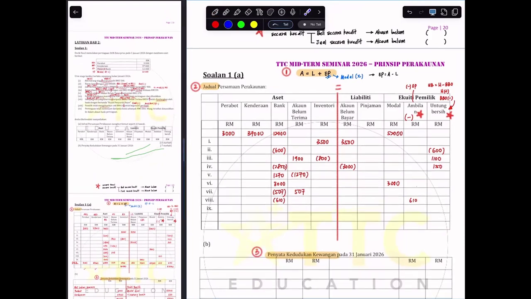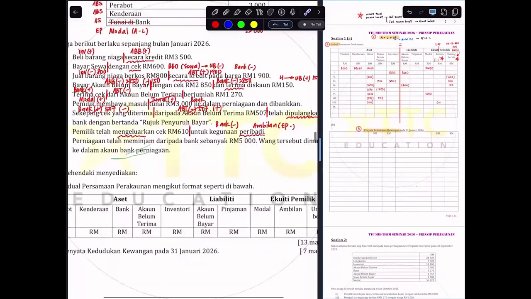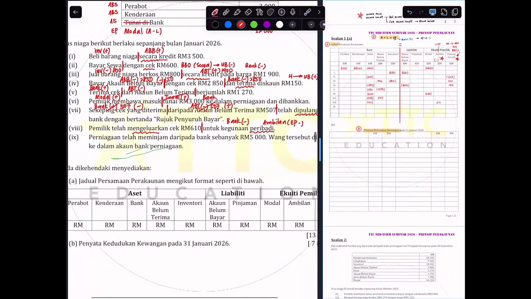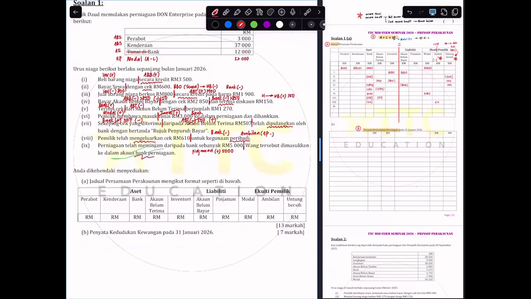Okay, the last one. Perniagaan telah meminjam daripada bank. Means you borrow money from bank 5,000. If you borrow money from bank, of course, you need to record how much you have borrowed first, in order for you to keep the record how much you need to pay in future, right? So this we call it as pinjaman lah. You borrow money, that means a pinjaman. The money that you borrow, your debts is getting more, 5,000. And this money, we keep into account bank.